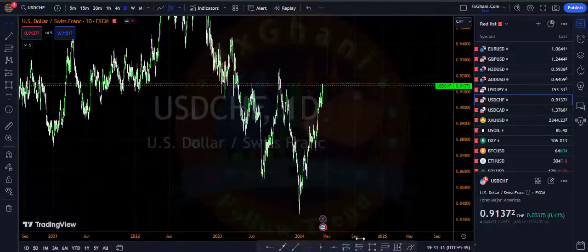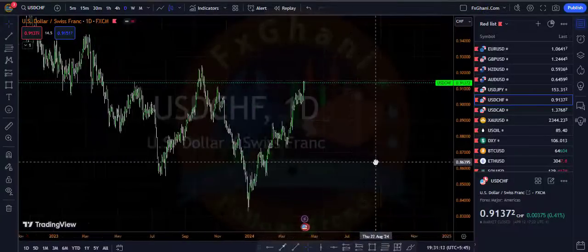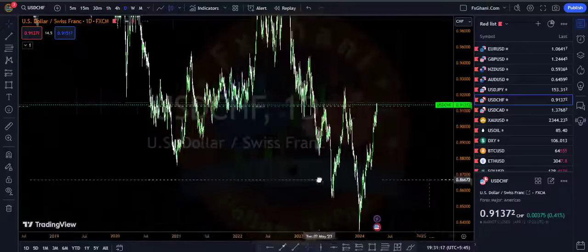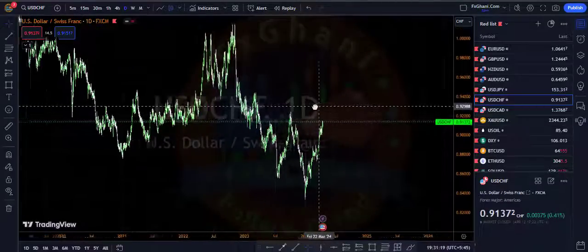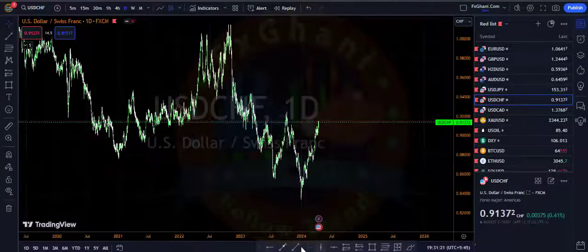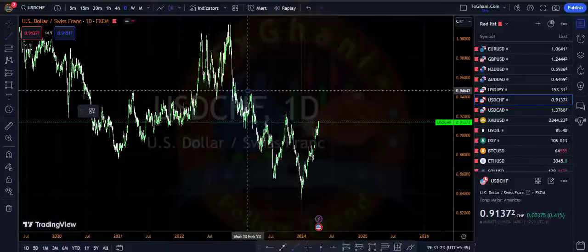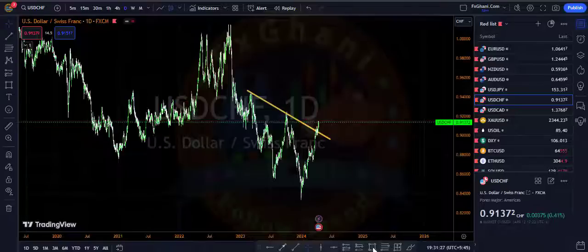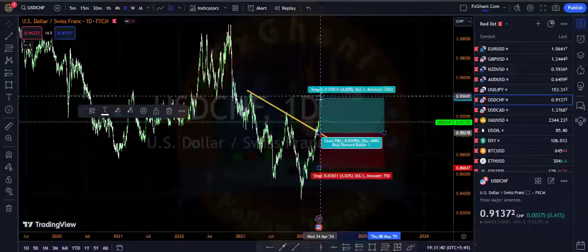USD CHF. USD CHF is also bullish. Why? Because it's a daily time frame, and let me show you how it's bullish. You can see prices break our trend line, and it means it will go upward in a daily time frame, because in a daily time frame whenever prices close above any trend line or close below any trend line, then it means it's a very strong setup.